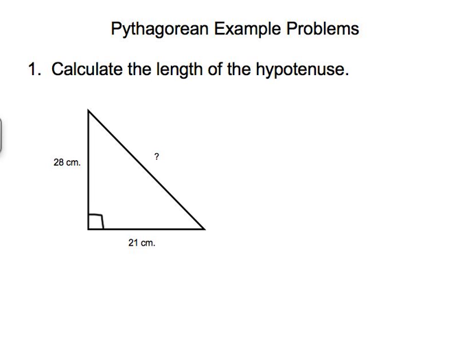Our first example problem asks us to calculate the length of the hypotenuse. Since we have a right triangle here, 28 is one of the legs, 21 is the other leg, so we're going to label those with our a and b values. We're going to start with a squared plus b squared equals c squared. Now what I would like you to do is to actually plug in the a and b values and find the length of the hypotenuse. So push pause, calculate the length of the hypotenuse, and then push play again.